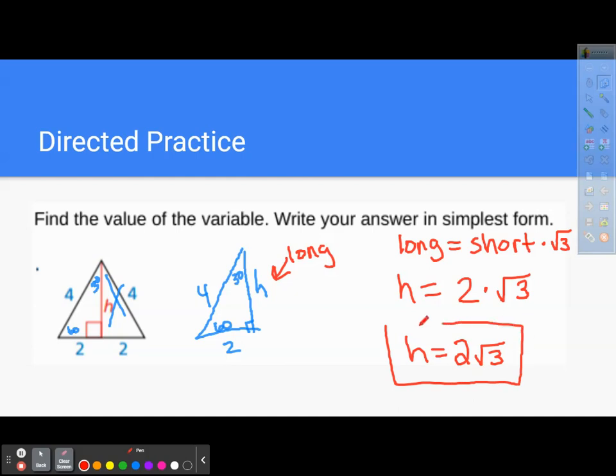And if you notice, your hypotenuse is 2 times the shorter leg. Well, the shorter leg's 2. 2 times 2 is 4. No, this is 4. All right, before you try the next question with your partner, what question do you have for me?